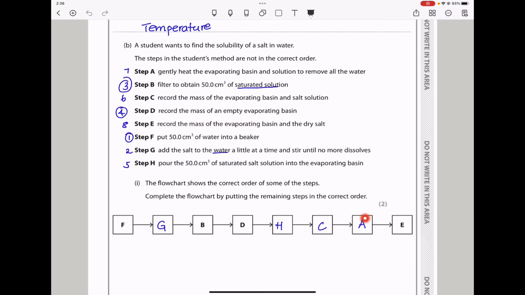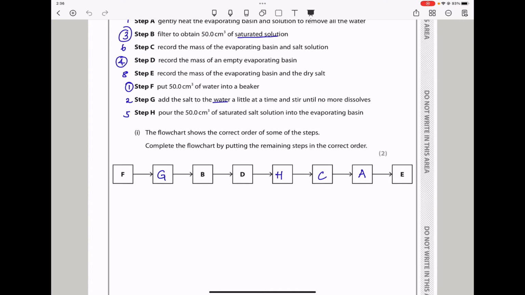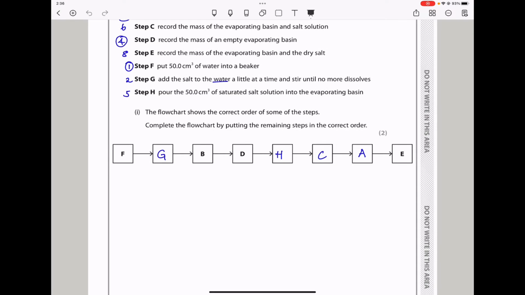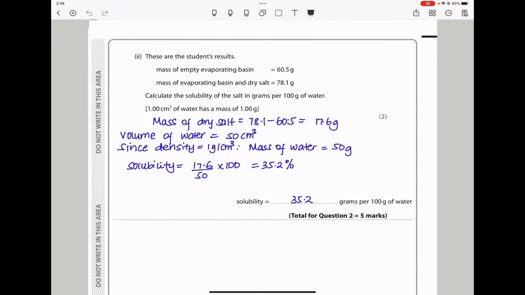Then the next part is to heat, which is part A. Gently heat the evaporating basin and solution to remove all the water. And E is given, record the mass of the evaporating basin and the dry salt. So if you had written your answers in this order, then you get full marks. Moving on. Here they say these are the students' results. Mass of empty evaporating basin, which is that, and the mass of evaporating basin and dry salt, which is that.